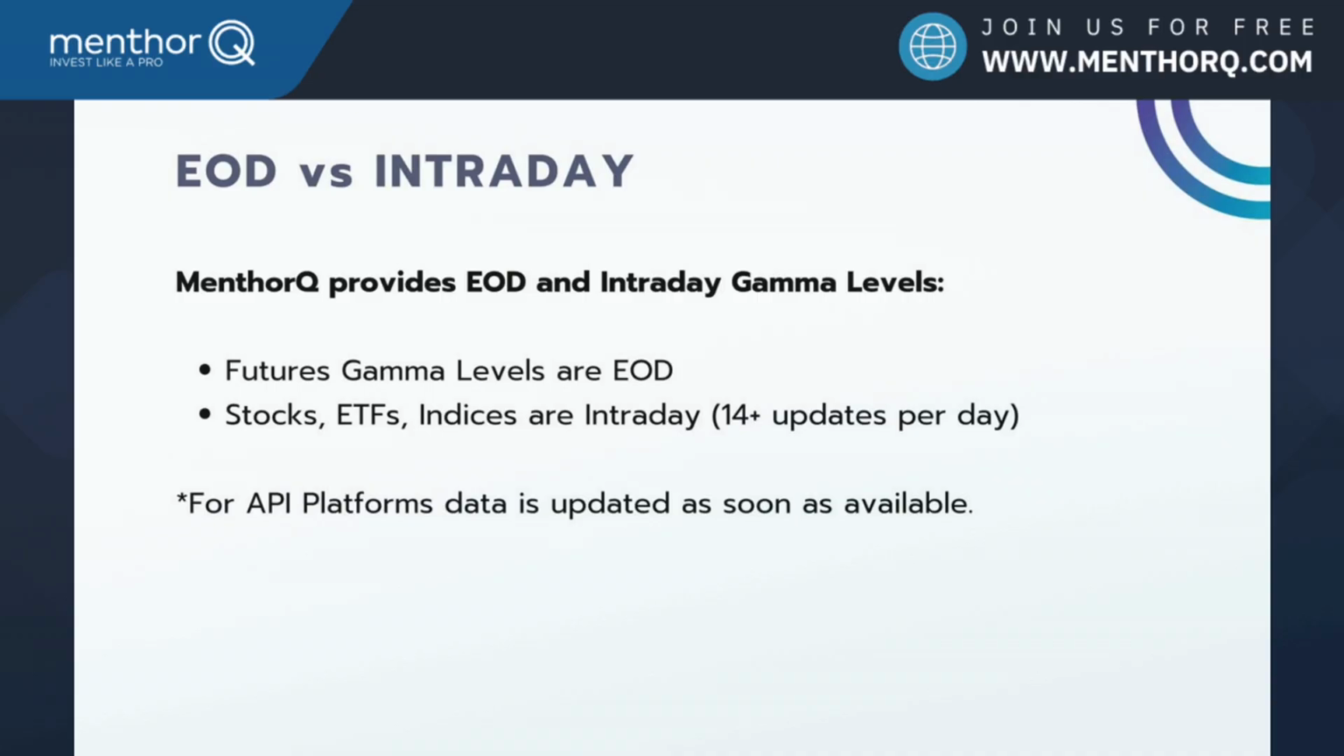Then we get a lot of other questions, like end of day versus intraday. We provide end of day and intraday gamma levels. The futures gamma levels are end of day, and for stocks, ETFs, and indices, we have intraday updates 14 times per day. For example, we're going to show you how you can also convert levels, because if you are a futures trader and you want intraday gamma levels, you can use the index or ETFs, in the case of SPX or SPY or QQQ and NDX, and automatically update your NQ or ES chart with our intraday levels as well.